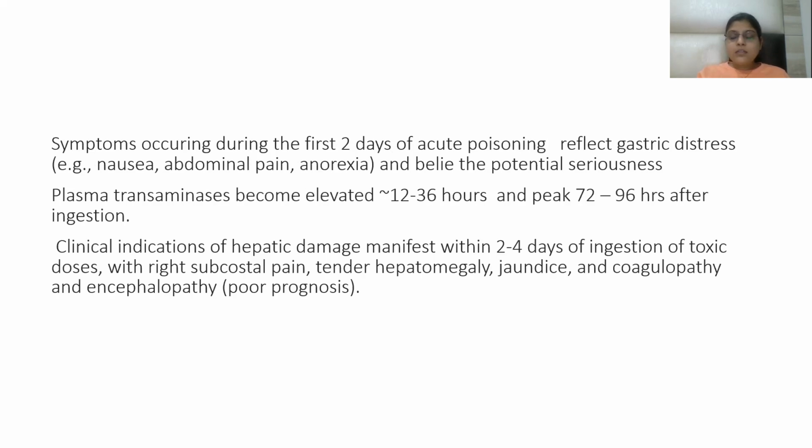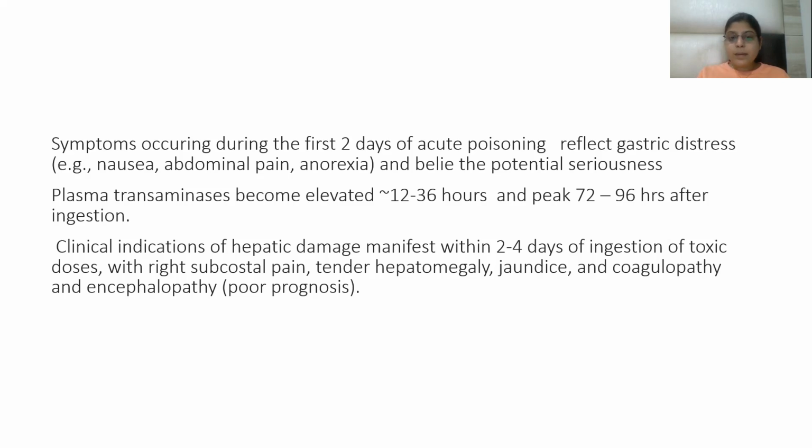Symptoms: during the first 2 days of acute poisoning, there is gastric distress, like nausea, abdominal pain, and anorexia, and potentially serious effects can occur. Plasma transaminases become elevated. Liver damage occurs, so plasma transaminases get elevated in 12 to 36 hours and peak 72 to 96 hours after ingestion.